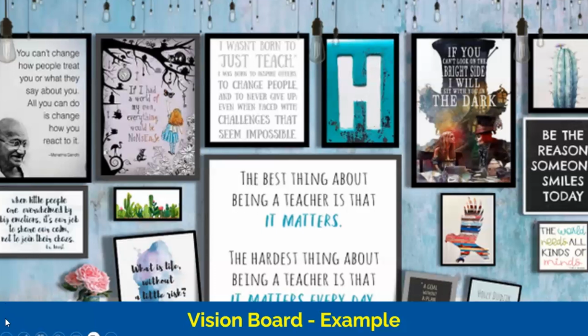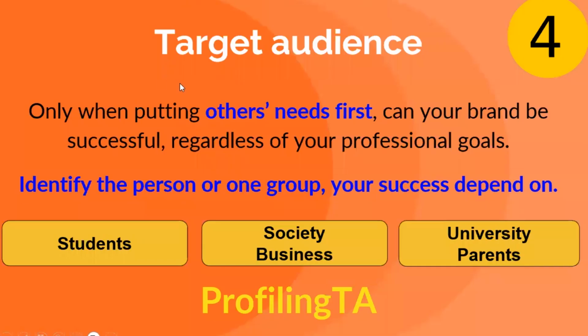So this is a very good exercise, and a lot of this would come from the first two steps, that is unknown and self awareness, which would help us create our vision board in a much better way. So moving forward, if we go to the fourth layer of our pyramid, that happens to be the target audience.